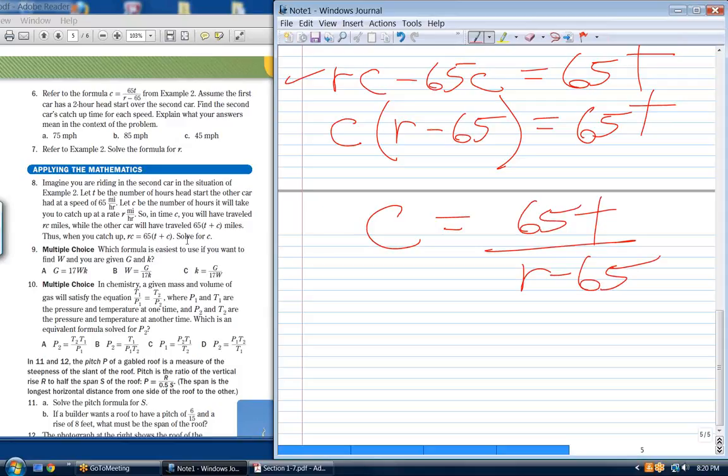So we solved for C. C equals 65T divided by R minus 65, which is what we started with. If you look at number 6 or example 2, that's what they gave us to begin with. So all we did was manipulate this to solve for R, and then we manipulated it again to get back to C.